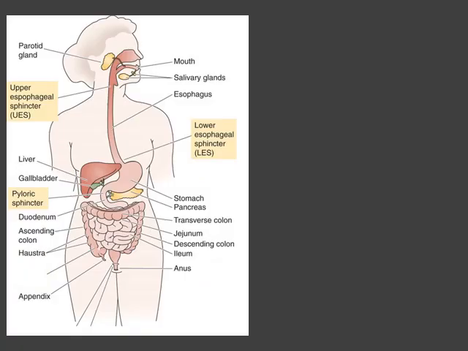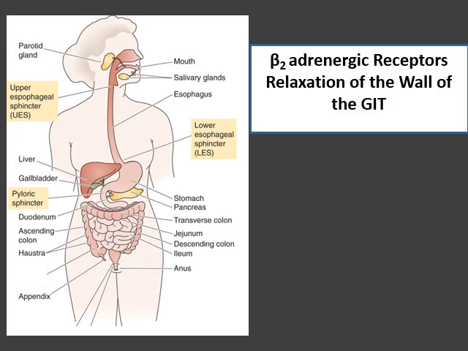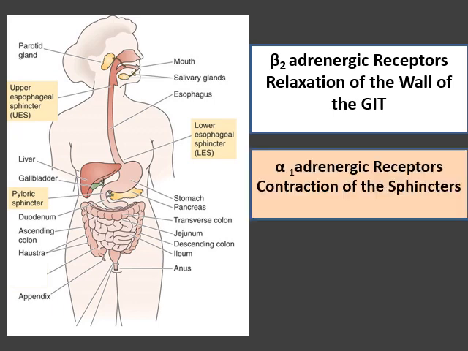The effect of sympathetic nervous system on the GIT. By stimulation of beta-2 adrenergic receptor present in the wall of the GIT produces relaxation of the wall of the GIT, while stimulation of alpha-1 adrenergic receptor present in the GIT sphincters leads to contraction of the sphincters.